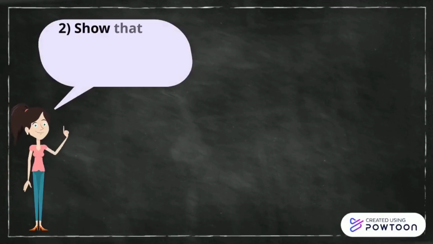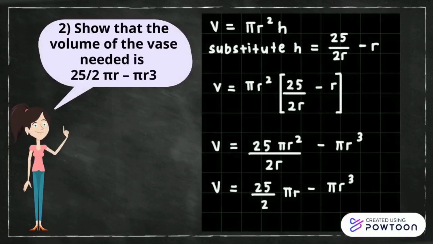Show that the volume of the vase needed is 25 over 2 πr minus πr³. First we must know the formula of volume for a cylinder, which is πr²h, and then the value of h from the earlier question is 25 over 2r minus r. So we substitute the value, we arrange all the equation, and then we get the answer that we wanted, which is 25 over 2 πr minus πr³.